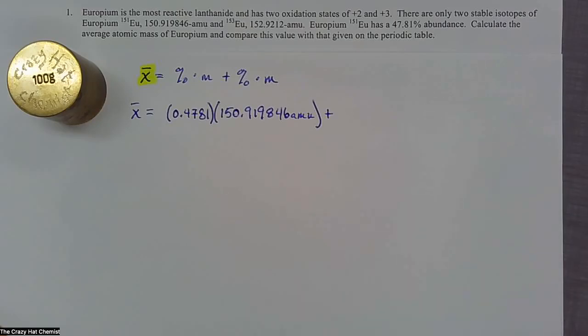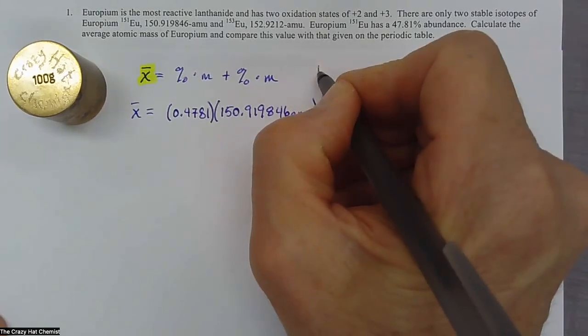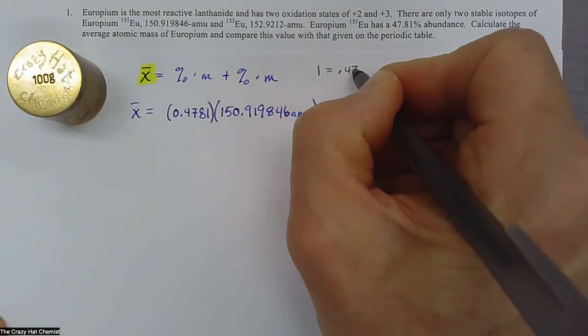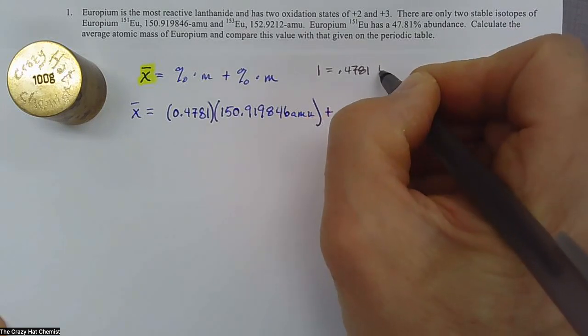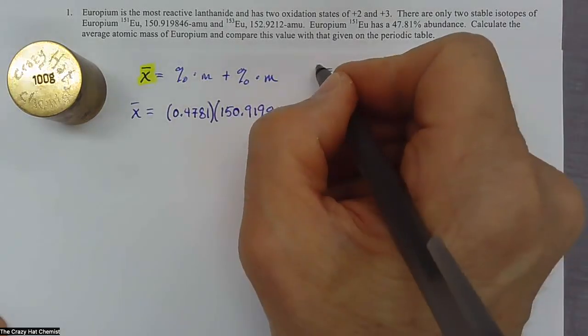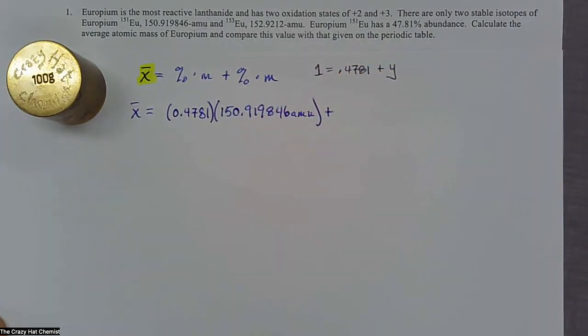And how am I going to do that? Well, I have 2 isotopes, and their percentage equals 100, right? I only have 2 isotopes. They sum up to 100%, in other words. In decimal form, they sum up to 1. So that's 1 is equal to 0.4781 plus y. And y is the percentage of the other isotope. Okay, so I'm going to solve for y.